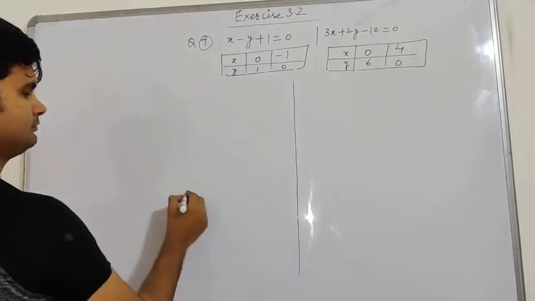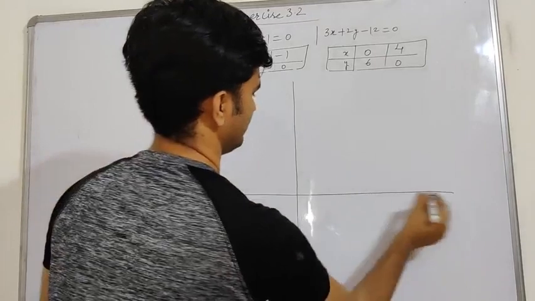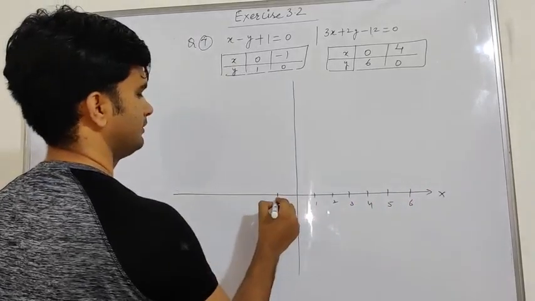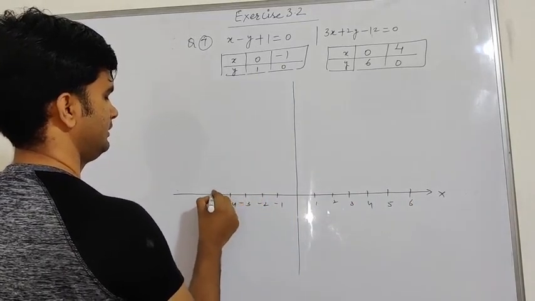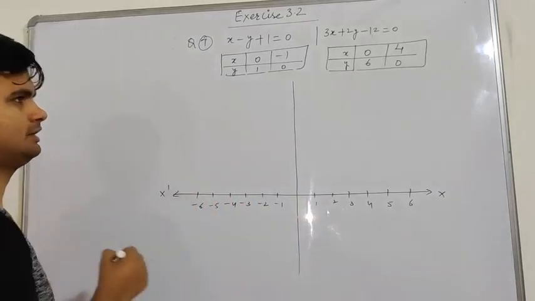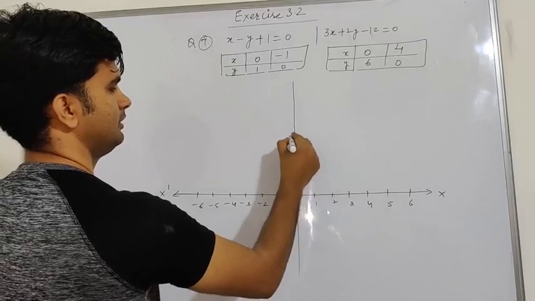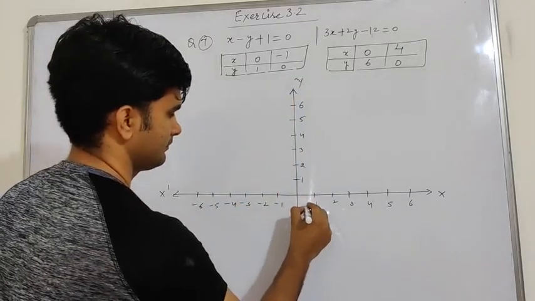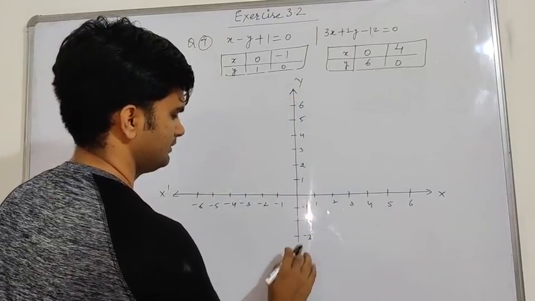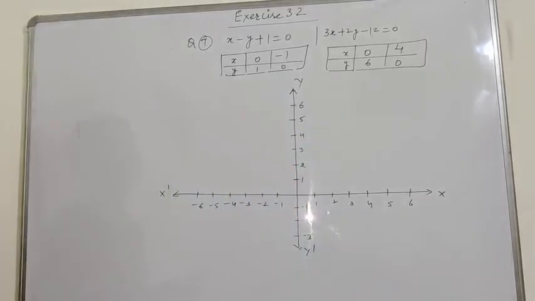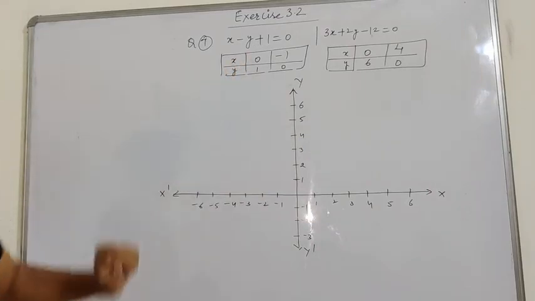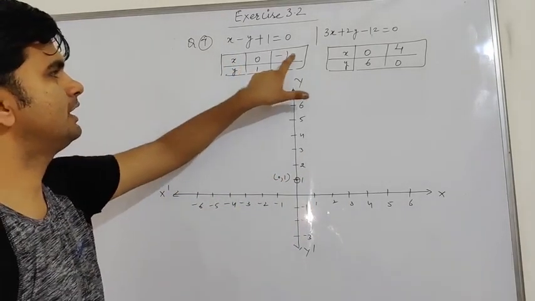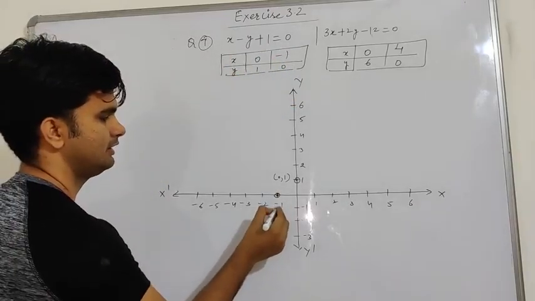So, the graph. On the x-axis: 1, 2, 3, 4, 5, 6 and -1, -2, -3, -4, -5, -6. On the y-axis: 1, 2, 3, 4, 5, 6 and -1, -2, -3, which is more than sufficient because there is no negative value of y here. Here x is 0 and y is 1. Then x is -1 and y is 0.